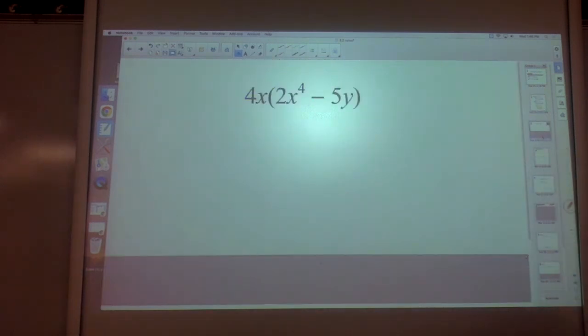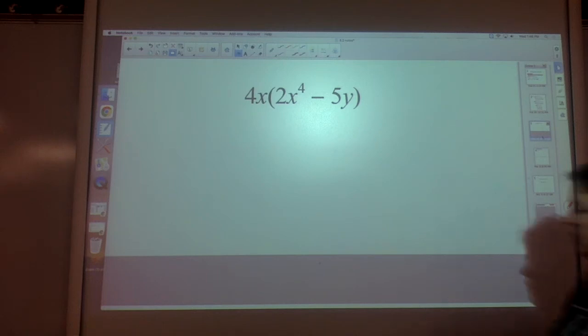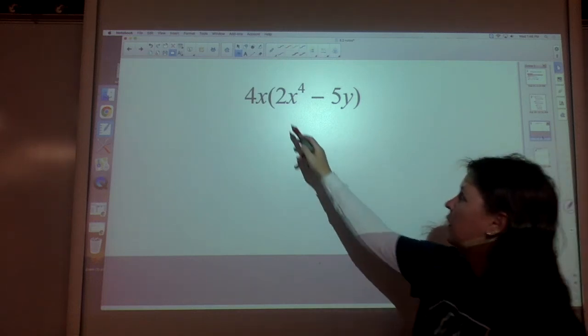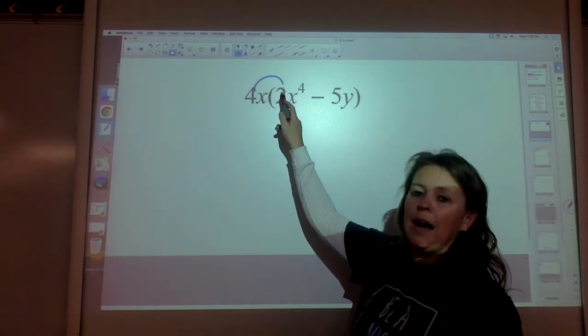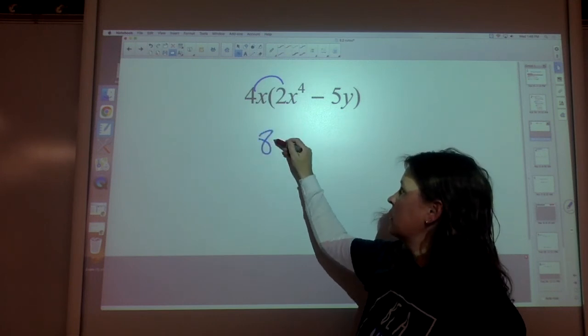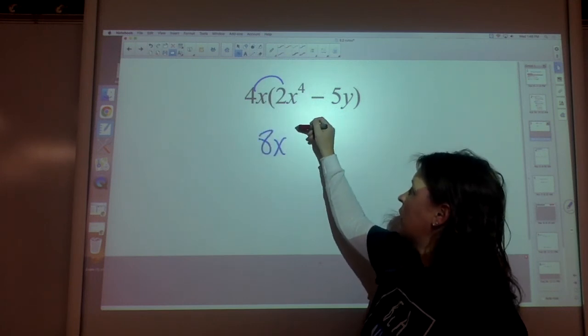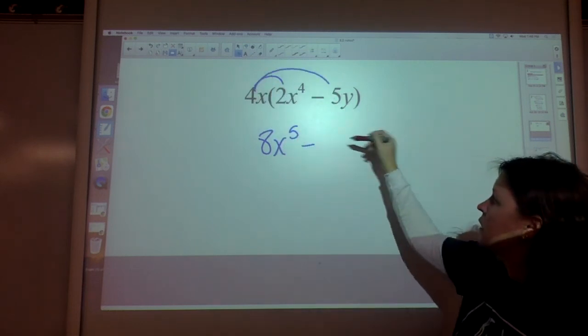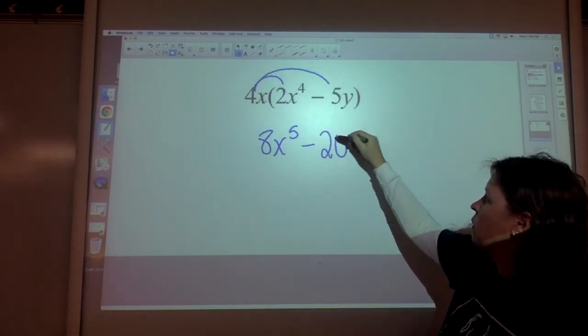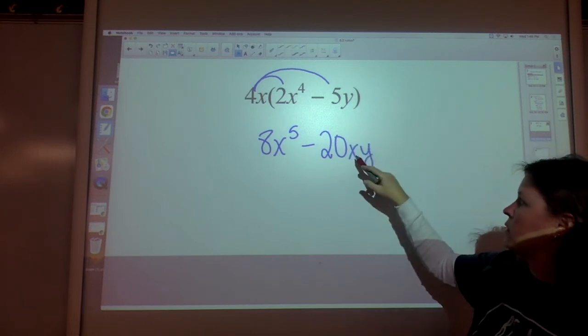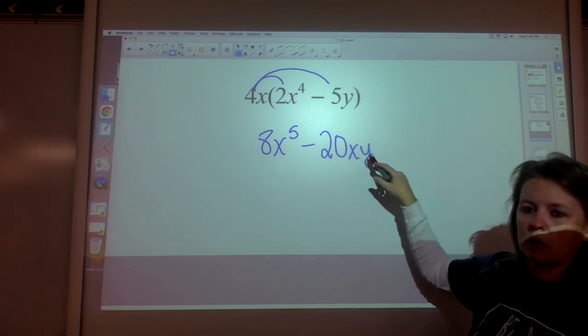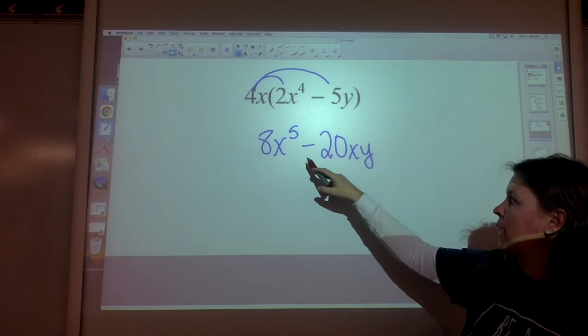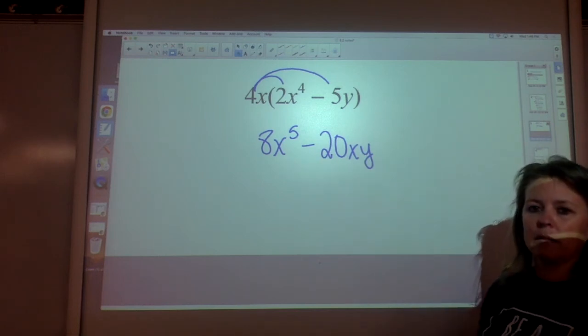Try this one. 4x, parentheses, 2x to the 4th minus 5y. Let's just throw a crazy variable in there for you. Distribute. 4 times 2 is 8. X to the 1 plus 4 is 5. And when you have two different variables, 4 times 5 is 20, you are just expected to put the variables in the correct order, which is alphabetical. So 8x to the 5th minus 20xy.